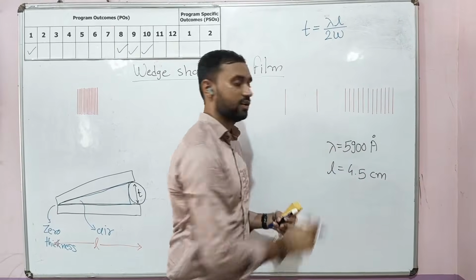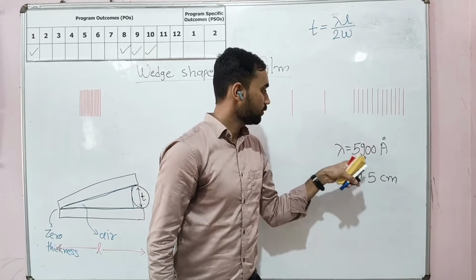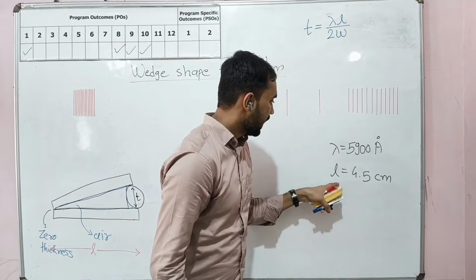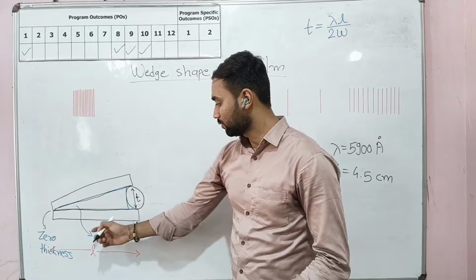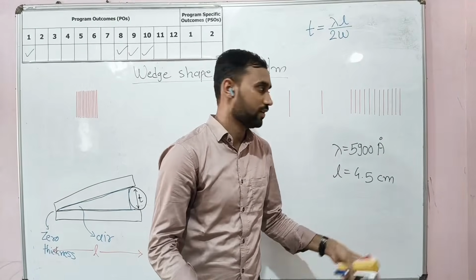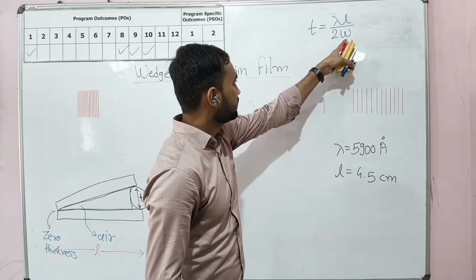How can we know this value? This is a standard value. For a sodium source, the wavelength given by the sodium source is 5900 angstrom. How do we obtain this value? How did we get to know that it is 4.5? We just use a scale. With the scale we got to know this value. It's simple. What about this W?